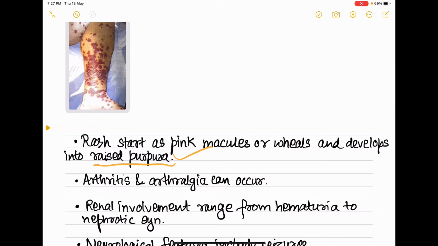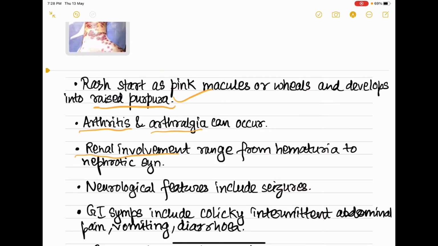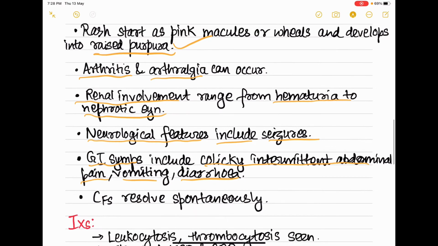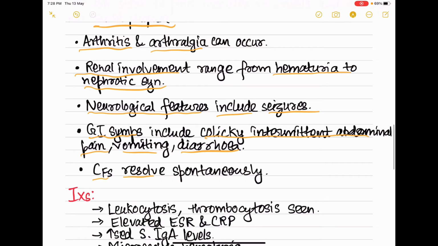Then other features include arthritis, arthralgia, renal involvement in the form of hematuria to nephrotic syndrome, neurological features which include seizures, then GI symptoms include colicky, intermittent abdominal pain, vomiting, diarrhea. Usually all the clinical features resolve spontaneously.